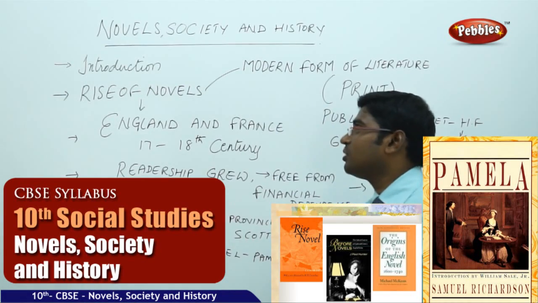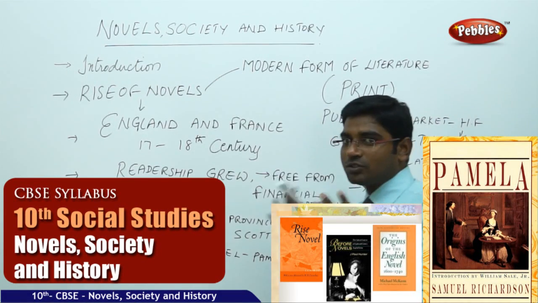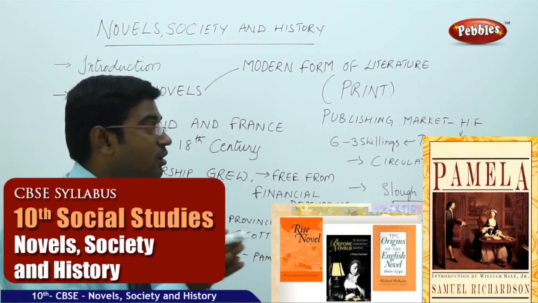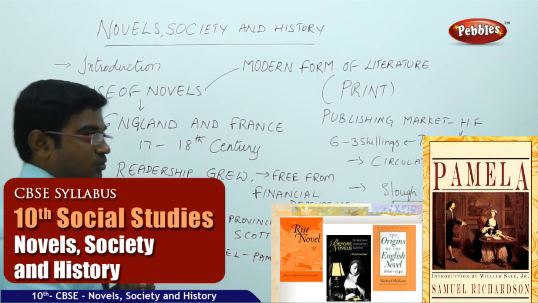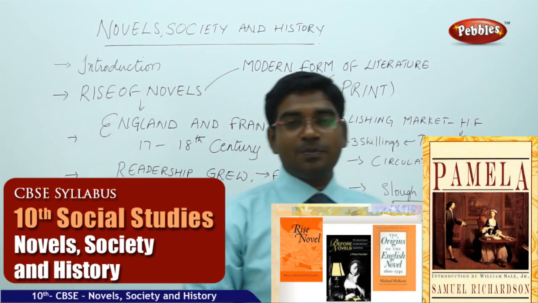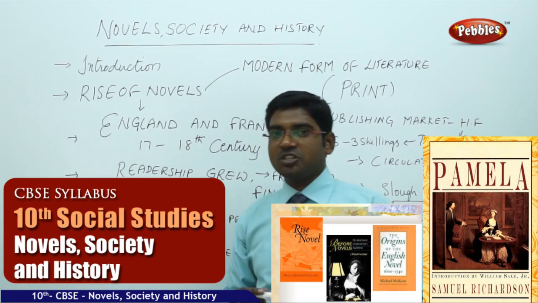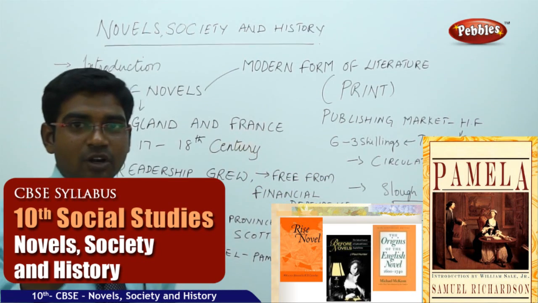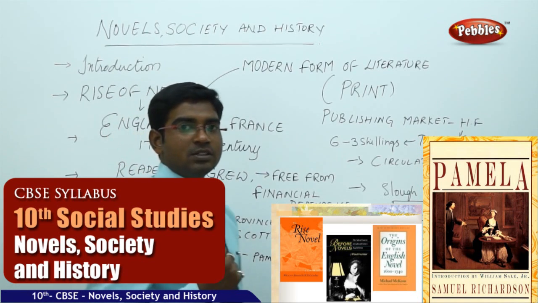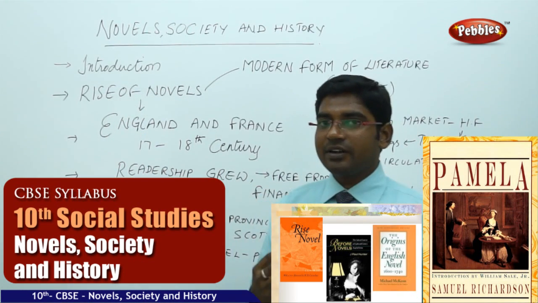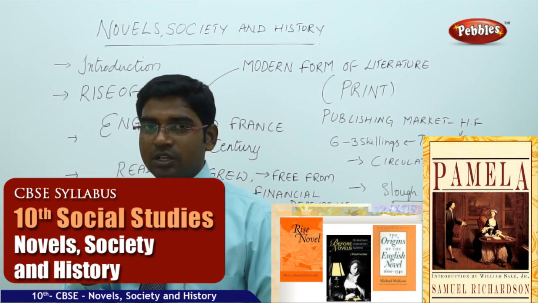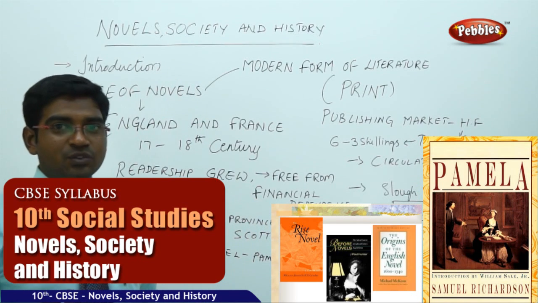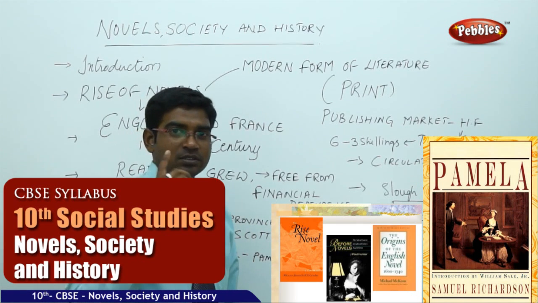Today we are going to discuss novels, society, and the history of novels coming into society. As in the previous part of the chapters of discussion, we have seen how the printing concept got developed, and how Johannes Gutenberg discovered a continuous printing machine which created great history by printing the Bible.